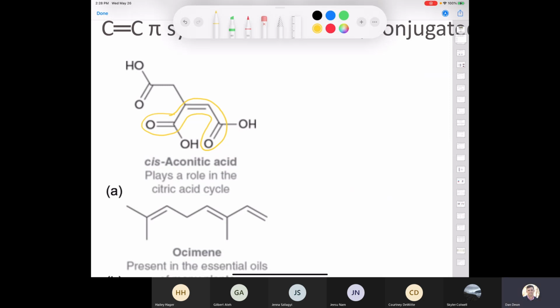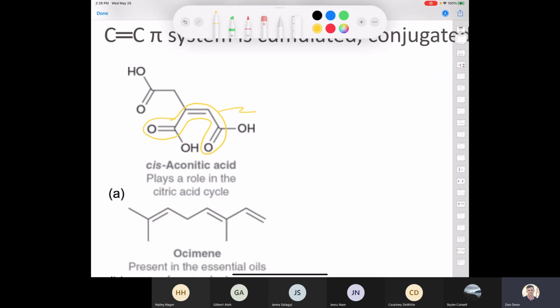Yeah, those are conjugated, right? Because it goes double, single, double, single, double. So these are conjugated. Now, there is another double bond in the molecule that is not conjugated to the system. How would I describe that one? It's isolated. Isolated. There you go.